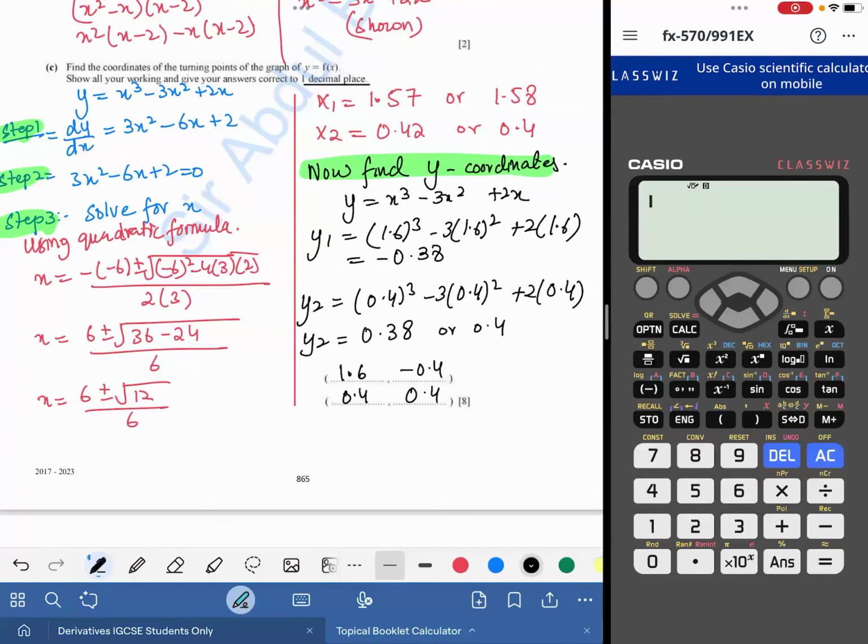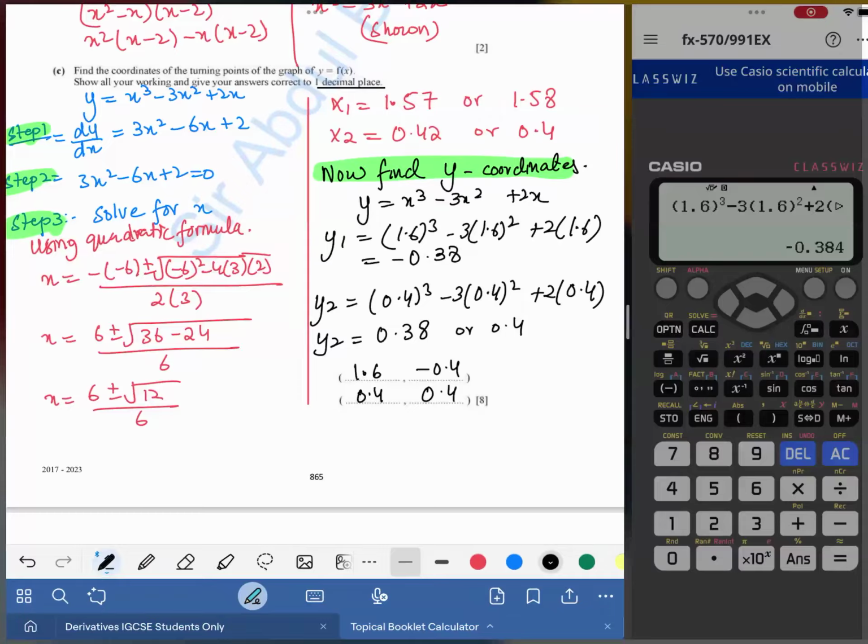Okay, we got our correct answers till that point. Now we need to find out the value of y. So bracket 1.6, bracket close with a cube. And then -3 bracket 1.6 bracket close with a square, plus 2 bracket 1.6 bracket close. So my y1 is 0.384, which is -0.4. Now you can edit that and you can cross check your question.